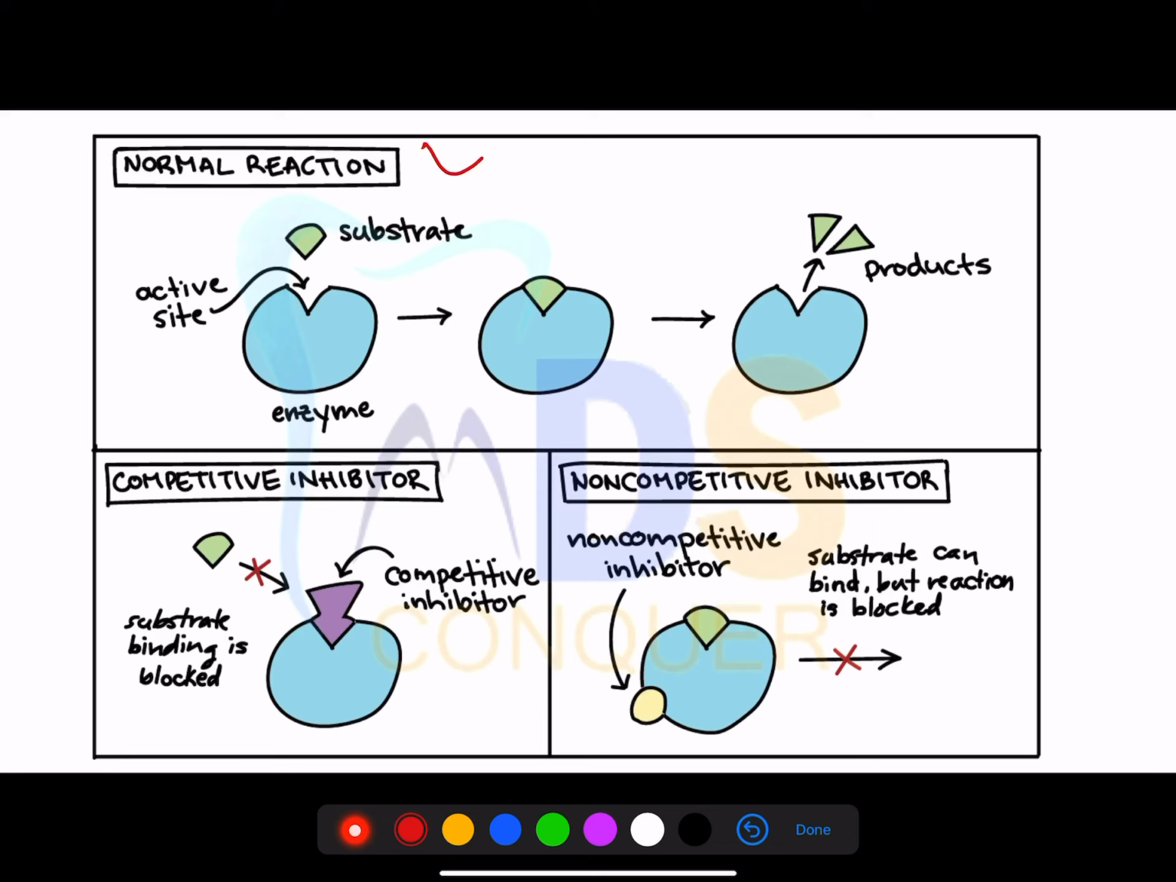Okay, a normal reaction is going to be like this: you have an active site, the substrate is going to come and bind. This is the substrate and enzyme complex. Once the reaction is done, the substrate is going to go off and the enzyme is going to be normal. So there is something called a competitive inhibitor and a non-competitive inhibitor.